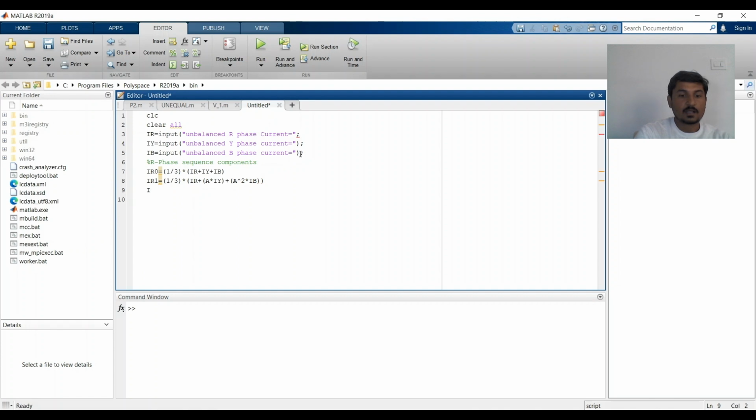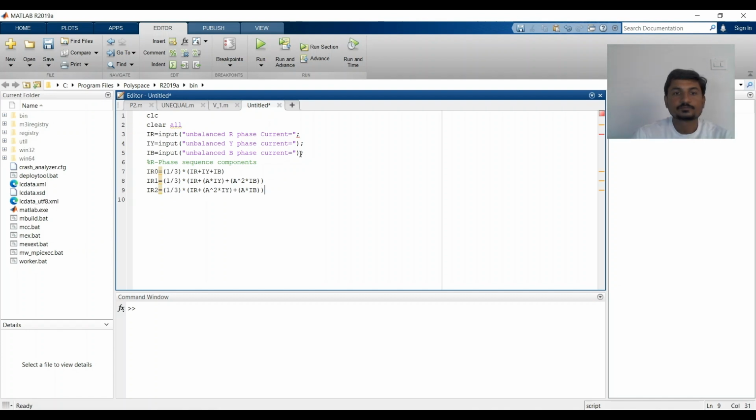Similarly, IR2 for the negative sequence is 1 by 3 times IR plus A square times IY plus A times IB.